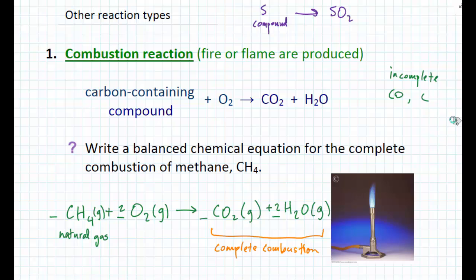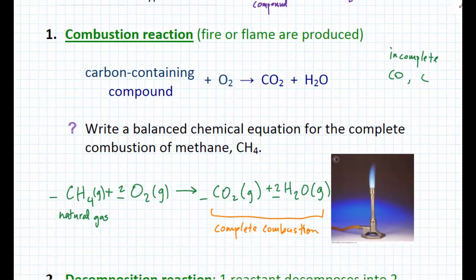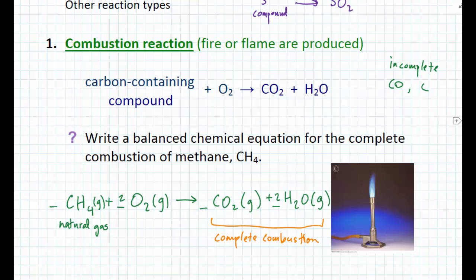In the next chapter, when we calculate amounts in reactions, we're actually going to calculate how much CO2 is produced when we burn a hydrocarbon fuel like that. Okay? So we'll come back to that quite a bit. But yeah, Bunsen burner there. Methane is the gas that comes out of the thing you plug the Bunsen burner into in lab.